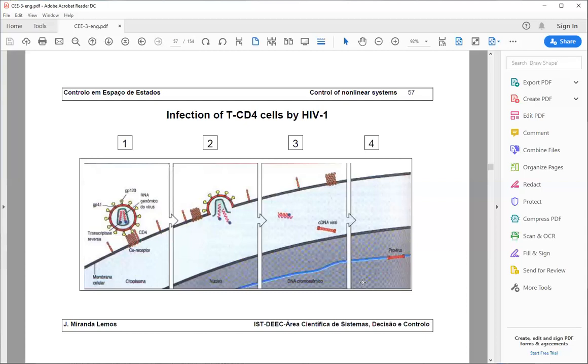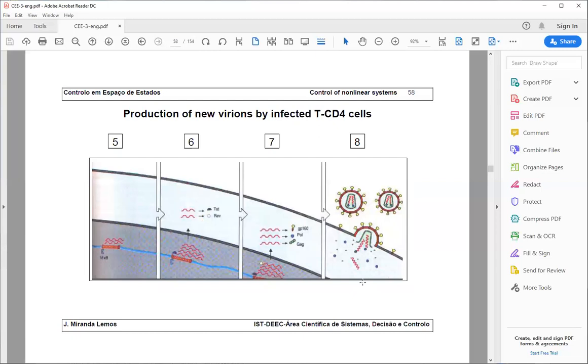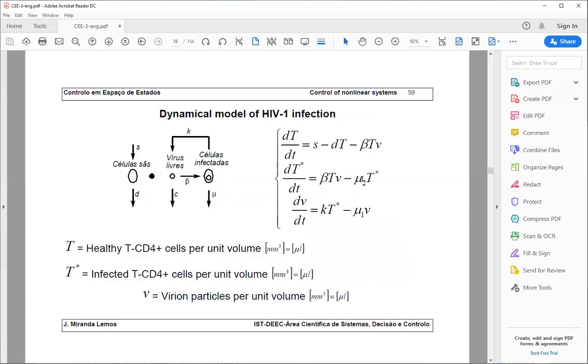Now, once the DNA of the cell is contaminated, instead of producing the elements that will allow the cell to replicate correctly, it starts producing parts of proteins and parts of RNA that are assembled by protease and produce new virus particles. So a cell produces new virus particles. That's the way HIV-1 infection replicates. Now, how can we model this using a state model?